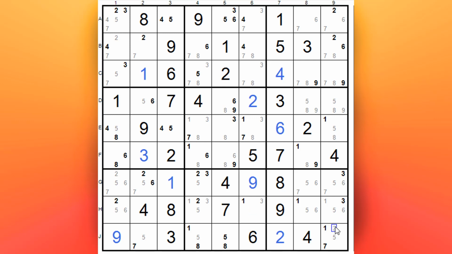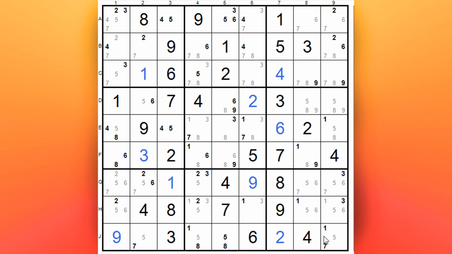Now, the singles chain I'm looking at starts here, and you always start by setting it as if it is not. So it's on the 1, so we say if not a 1, then it is a 1 here. If that's a 1, then this is not a 1. And if that's not a 1, then this is a 1. You also need to have a look at alternating inference chains and strong weak links.